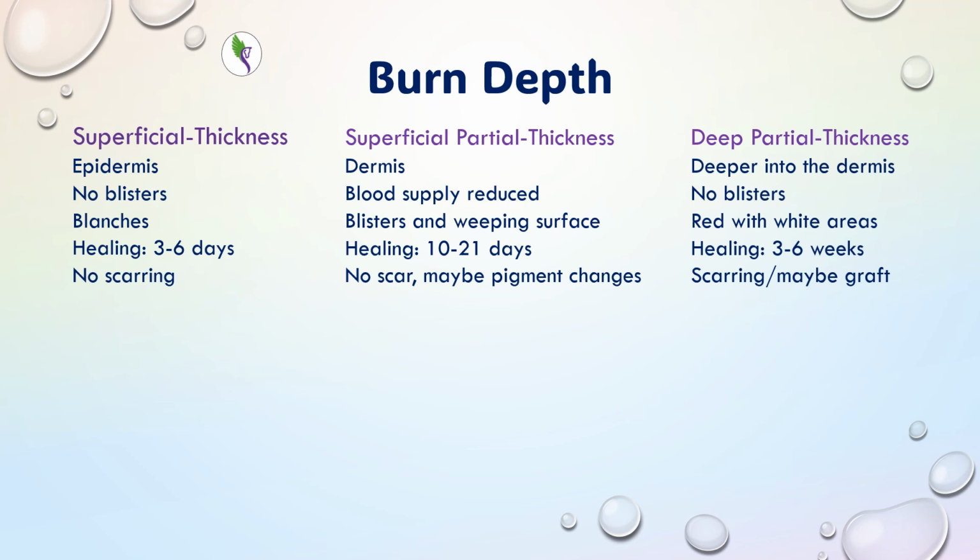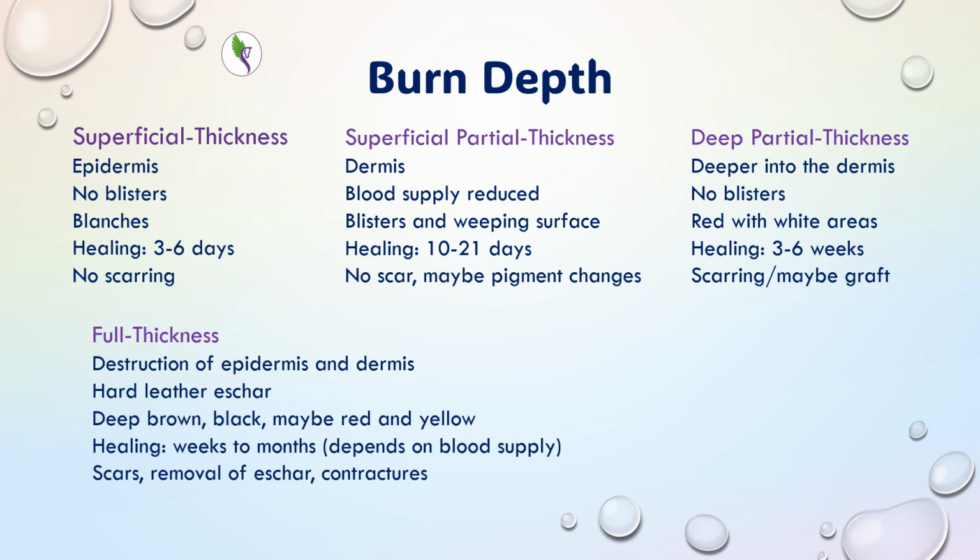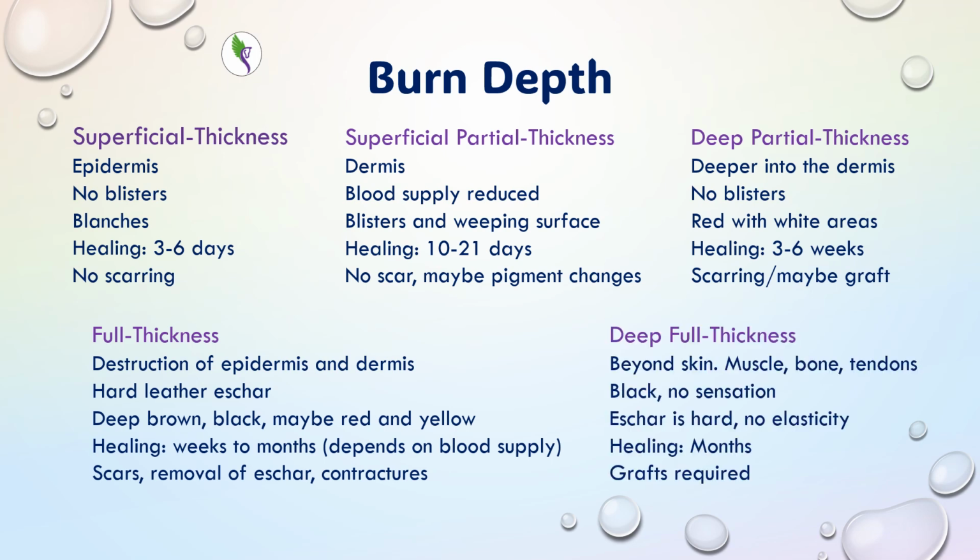Deep partial thickness. This is deeper into the dermis. There are no blisters. It's red with white areas. Healing takes 3 to 6 weeks, and there's scarring, and they may need a graft. Full thickness. This is destruction of the epidermis and dermis. There's hard leather eschar, deep brown, black, maybe red and yellow areas. Healing can take weeks to months. It depends on the blood supply. There are scars. You need removal of the eschar, and you may see contractures.